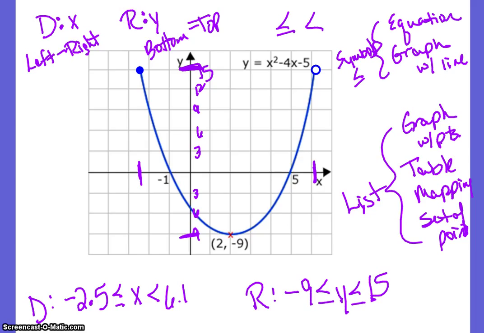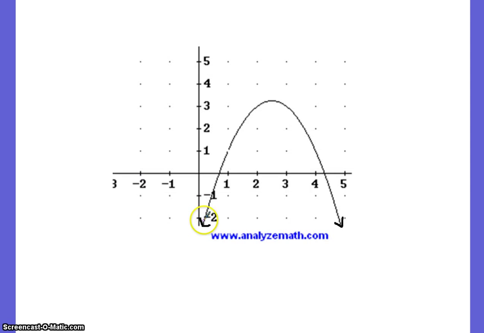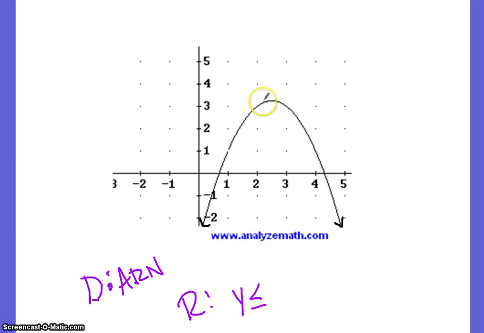Looking at the next one, notice that we have arrows. Anytime you have arrows, your domain is all real numbers, always. Remember that your range goes from the bottom to the top. Well, these arrows mean that it goes down forever, so I don't have to put a stopping point. So y is less than or equal to, and you figure out where your high point is, which is right there, 3.